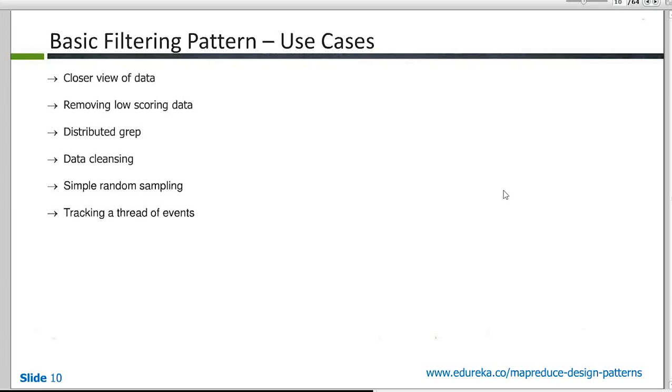Data cleansing, again, you can look at it as a filtering pattern because you clean out the stuff which you don't really require. We'll look at simple random sampling in the slides later, and we'll talk about it there. And then we have tracking a thread of events. So you want to take some action based on certain events which are coming in. For example, you are reading from tweets and you want to take some action based on the kind of tweets you're receiving. So you could use a filtering pattern over there.